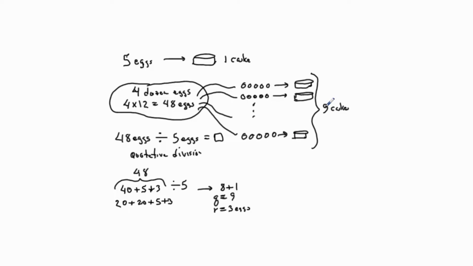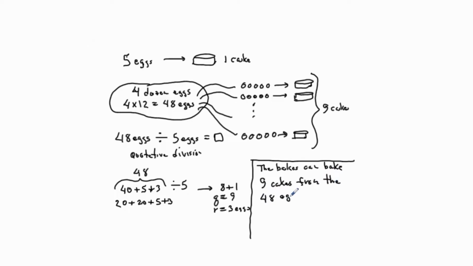So I want to go ahead and write down the solution to this particular problem and write it in complete sentence form. So I'm going to do that right here. So the baker can bake 9 cakes from the 48 eggs, and there are, how many eggs left? There are 3 eggs left over. So there's our answer to the problem, written in complete sentence form. First word, The, capitalized, period at the end of the sentence. The baker can bake 9 cakes from the 48 eggs, and there are 3 eggs left over.